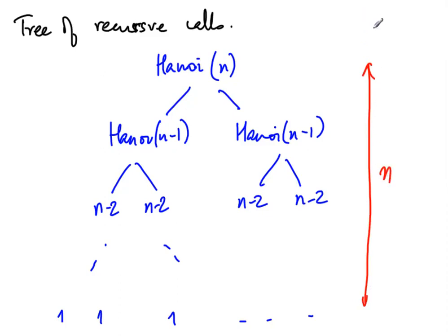Okay? So this will have 2 to the n minus 1 nodes. And every node corresponds to one function call and therefore one basic move. So every time you call this function, you have to move one peg. So you are looking at the number of times you move pegs and therefore you have 2 to the n minus 1 total moves.